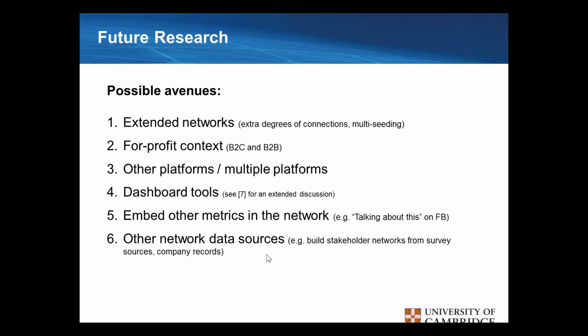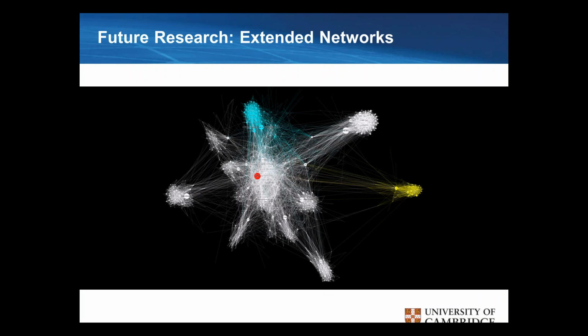And indeed looking at other network data sources. So everything we've done here, again, is fairly straightforward. We could apply it in any other type of stakeholder network. We could create that through survey data, for example, or company records, or indeed any other source where we have entities that we can represent as nodes and some way of establishing a connection between them.